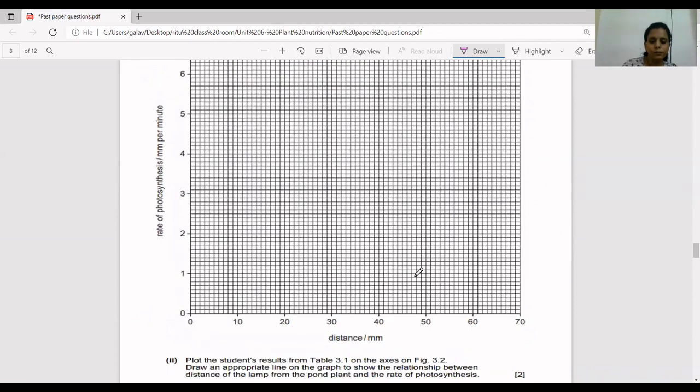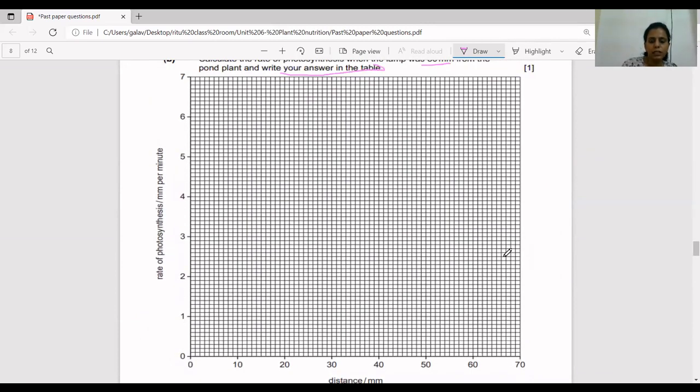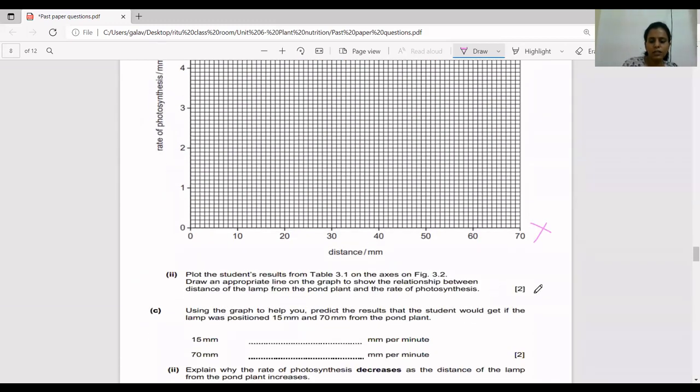They have already given the scale. That's the good point. This is your x-axis, and here you have the y-axis. And the graph you have to plot is actually given only for 2 marks. So plot the student's result from table 3.1 on the axis of figure 3.2. Draw an appropriate line on the graph to show the relationship between distance of lamp from the pond plant and the rate of photosynthesis.